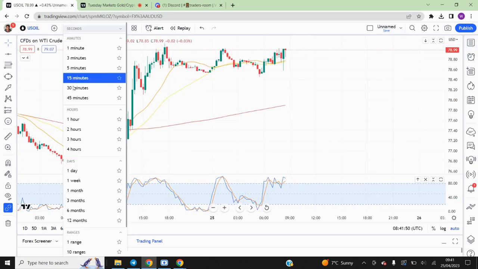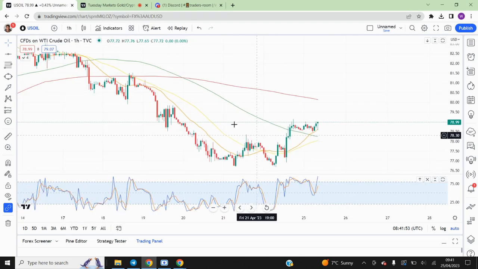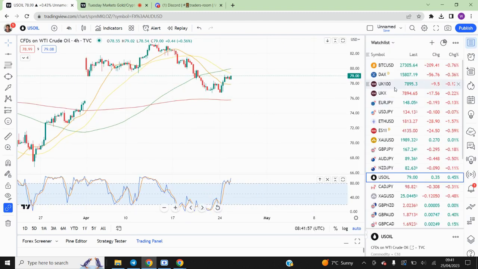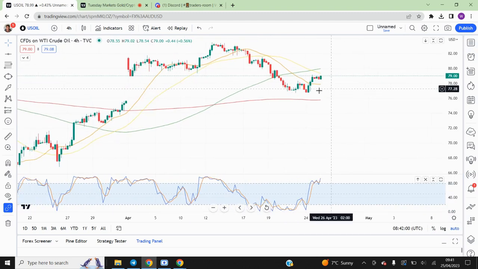So US oil, thanks, Philip, for that question as well. US oil. And just to be clear, my bias is still short on the FTSE when it rises up. I'm only long because I'm hedging.